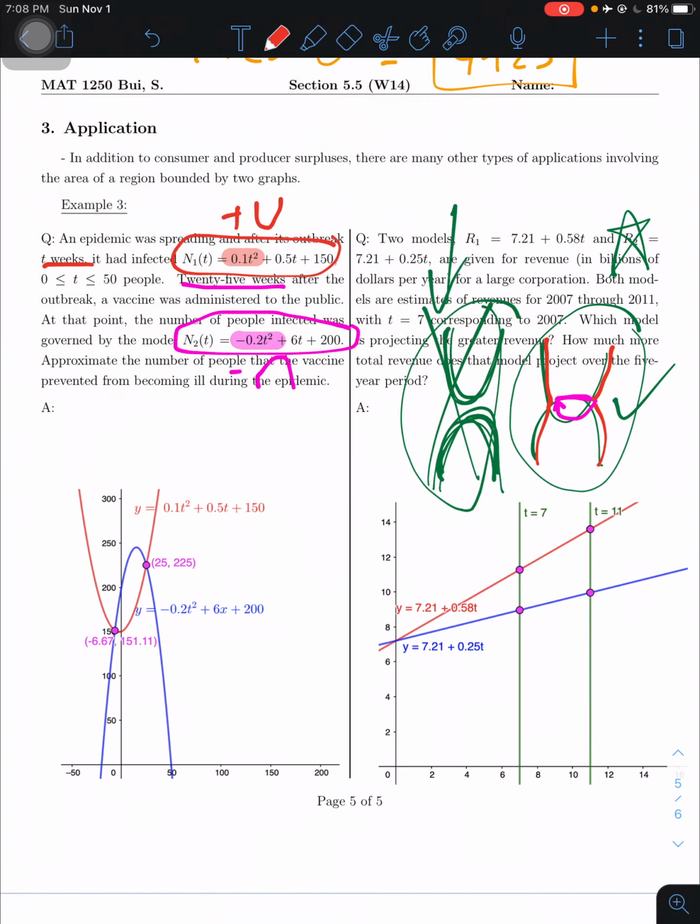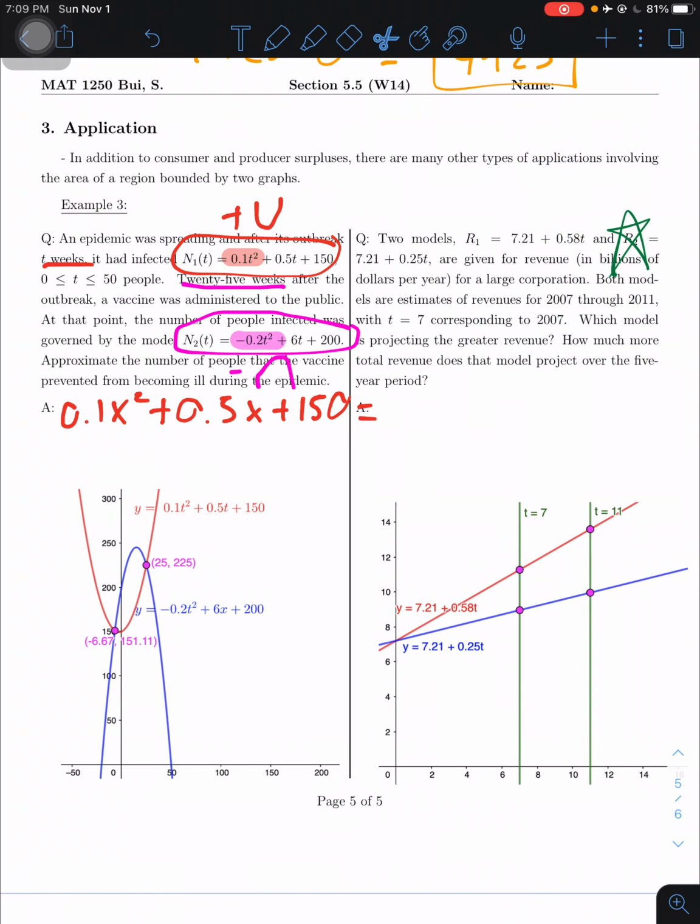So let me go ahead and set the two equations equal to each other. I'm going to get something like 0.1 t squared. Personally I don't like t because it's mistaken with the plus, so let me change everything to x. If you want, you can do the same thing. I'm not going to judge you for the variable. Then I'm going to set it equal to the other function. But before that, let me delete that. Okay, so 0.2 x squared plus 6x plus 200.